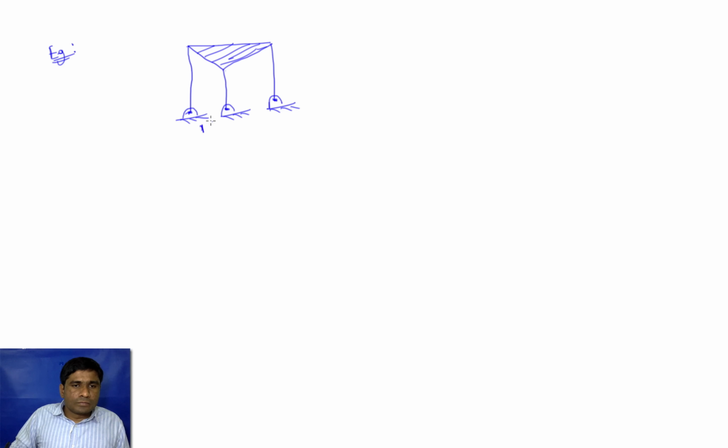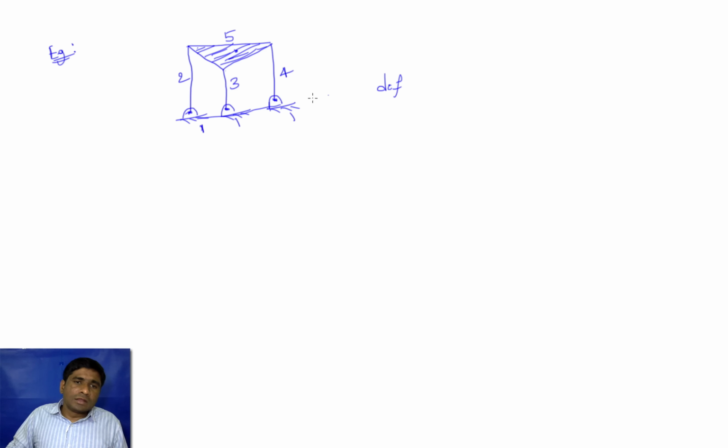For example, this is link 1. If we connect this one, that is nothing but link 1, and this is 2, 3, 4, and this one is 5. This whole triangle is a single link. So here again, what is the degree of freedom?